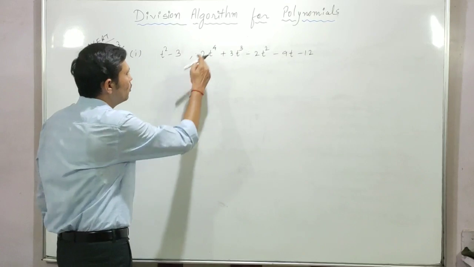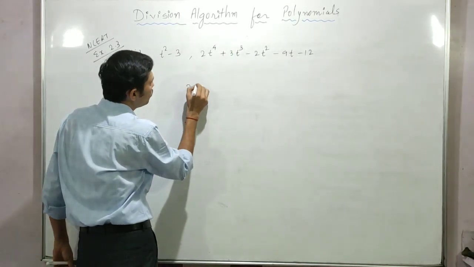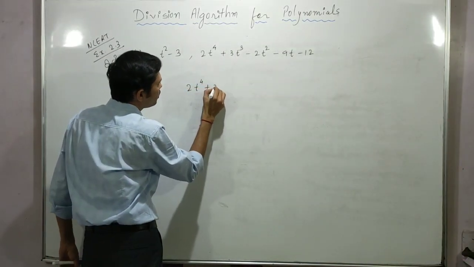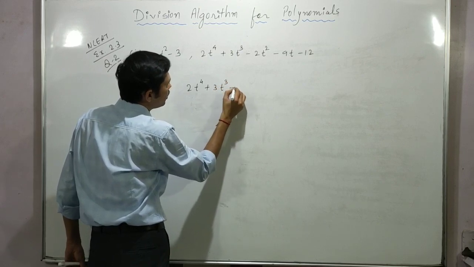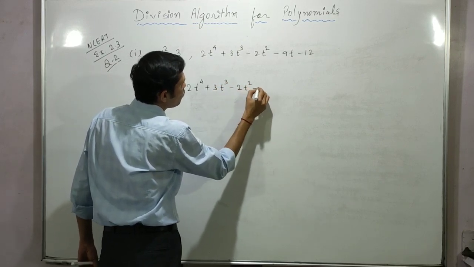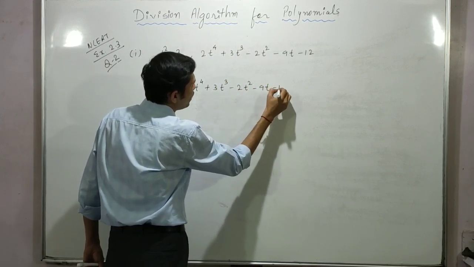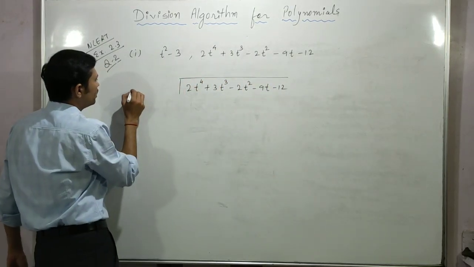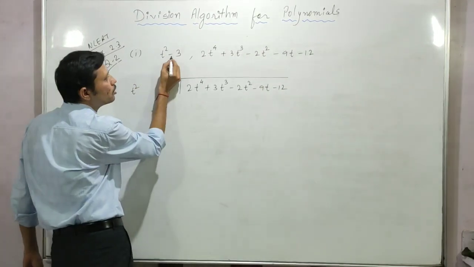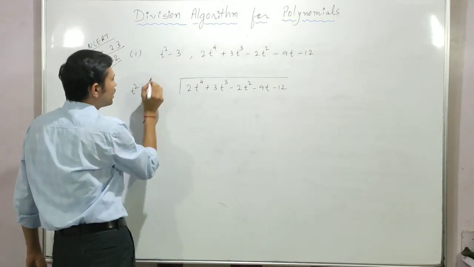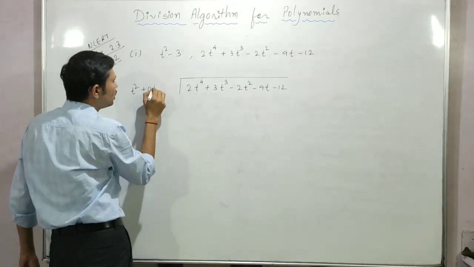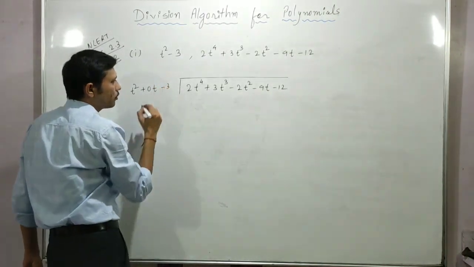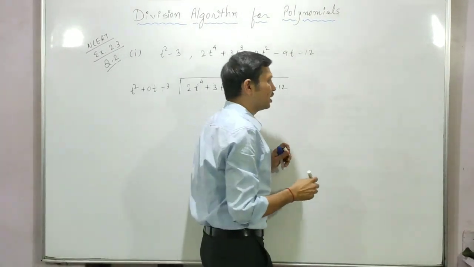Okay. So the polynomial 2t the power 4 plus 3t the power 3 minus 2t square minus 9t minus 12, that I will divide by t square. See here, that t term is missing. So I will write down here 0t and minus 3. It's a simple example like that.